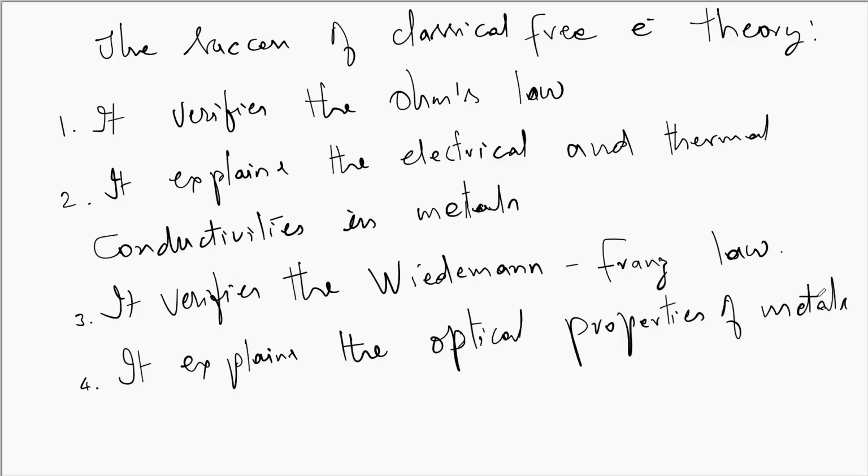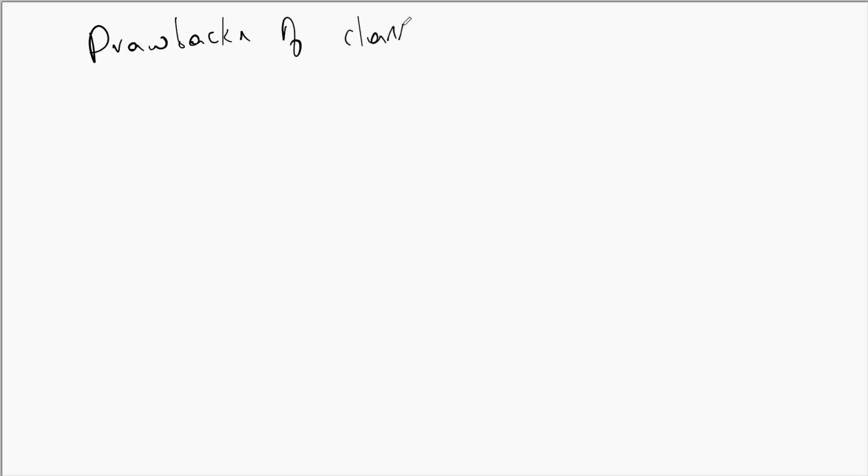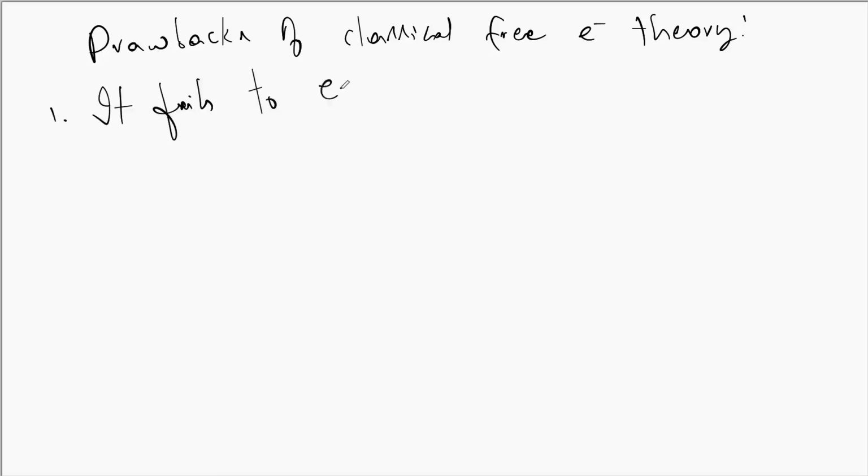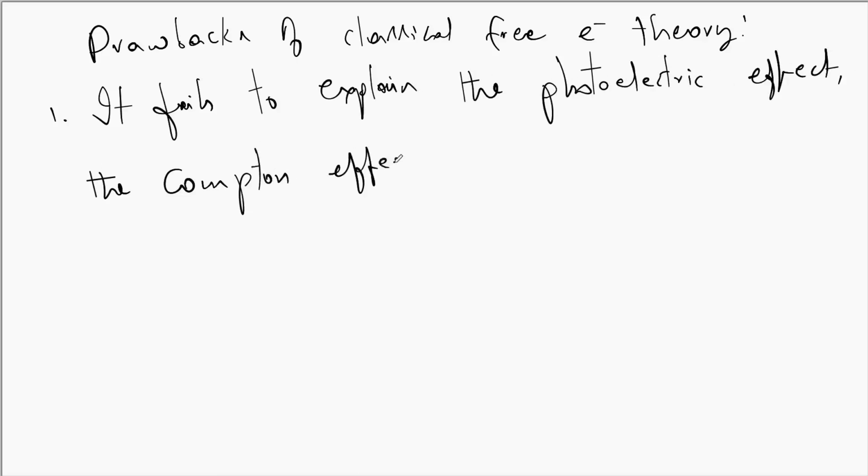Now we shall see the drawbacks of classical free electron theory. The first drawback is it fails to explain the photoelectric effect, the Compton effect, and the blackbody radiation.